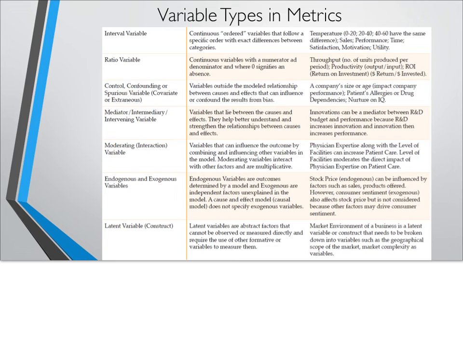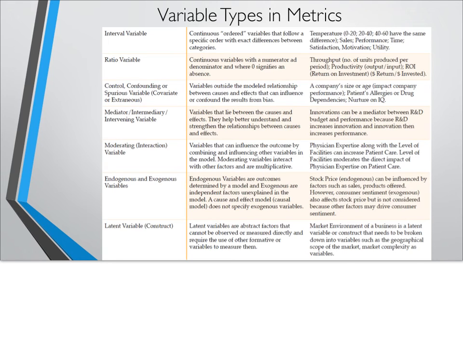So things that are basically ratios which have a numerator, the top part of a fraction, and the bottom part of the fraction, which is the denominator. Things such as throughput, which is number of units produced per period. So this is nothing but number of units produced divided by the period or number of periods. Productivity, output divided by input, ROI, return on investment, which is the dollars returned divided by the dollars invested, and these are ratio variables.